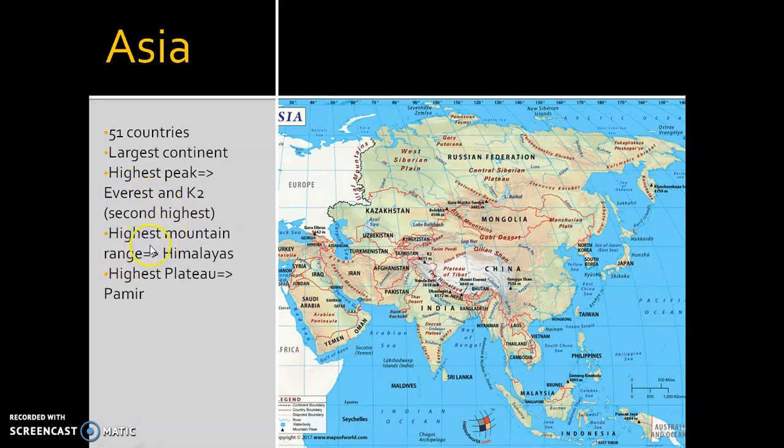Now, among the mountain ranges, the Himalayas is the highest. You see, among the mountain peaks, Everest is the highest. Among the mountain ranges, Himalayas is the highest, and the highest mountain range is also situated in Asia. The highest plateau, Pamir Plateau, is also situated in Asia. So you can take a note of these points that you have studied about the continent of Asia. So shall we move ahead? Okay.